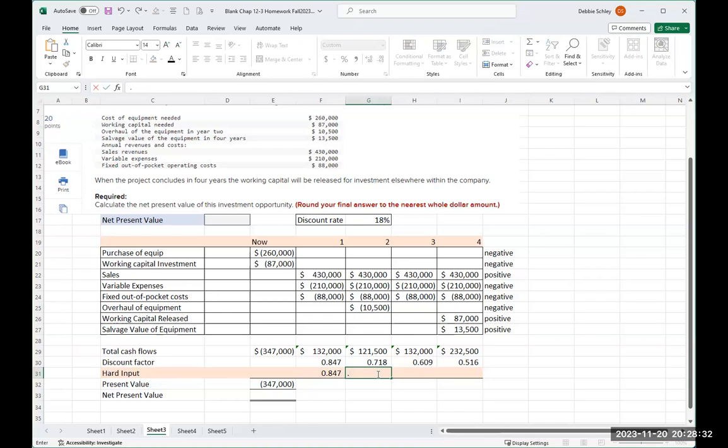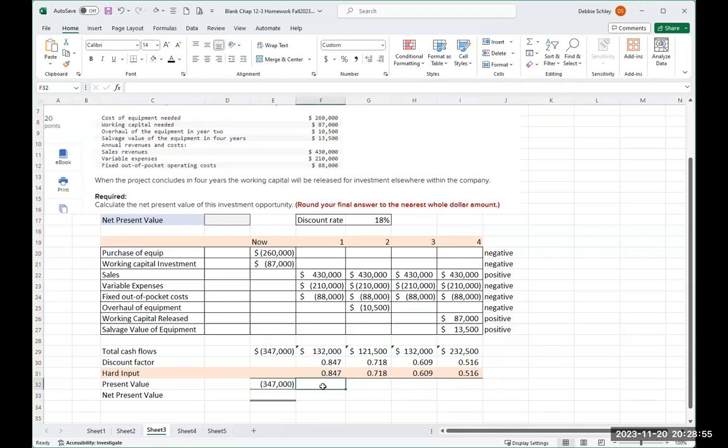So do that for each of these, 0.718, 0.609, 0.516. So again, if I went to the appendix 12B-1, these are the numbers that would be there for each year for my discount rate of 18%. But you're going to need to know the formula, so you might as well practice now.